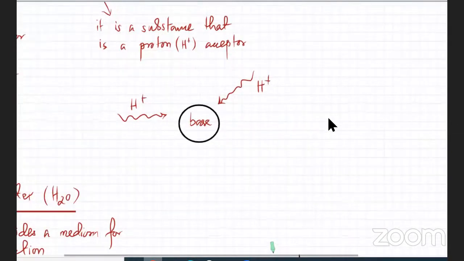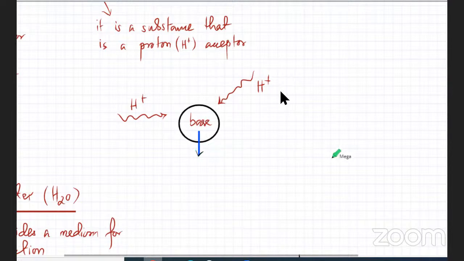So base is the opposite. It accepts H+ ions. So क्या charge होगा? What is the charge on this base? Like if it's attracting H+ ions, what do you think? Positive. If it's positive, why would it attract positive? Before then it's negative. So it's probably going to be negative, right? Okay, yes. So that's what a base is. So it's probably any negative ion that's kind of a base. So pretty much any negative ion will kind of act as a base.